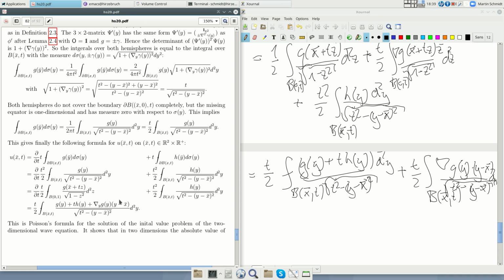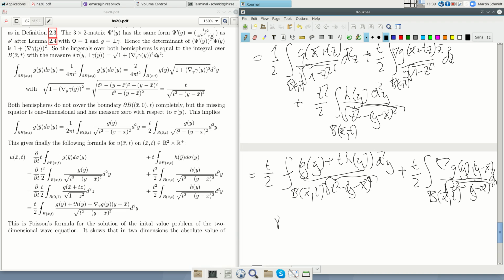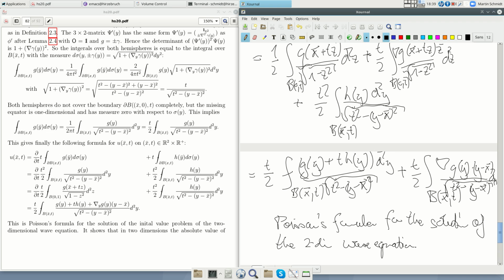Yeah, this is this formula. So we obtain this formula, and this is Poisson's formula for the solution of the two-dimensional wave equation, the initial value problem.